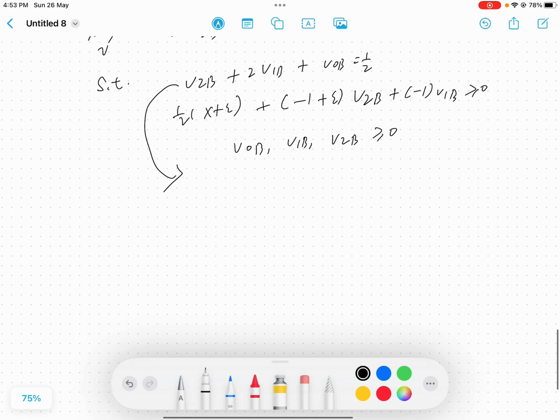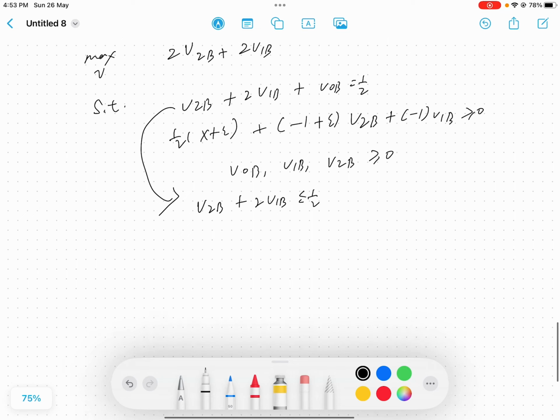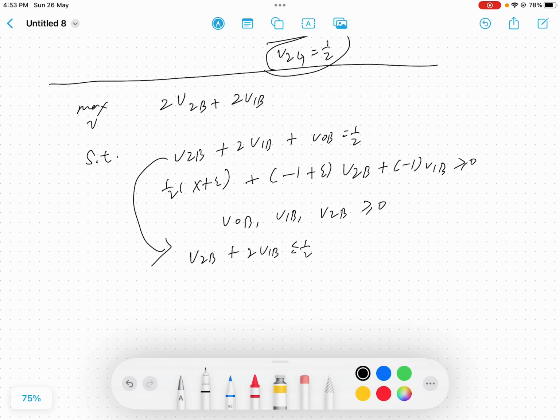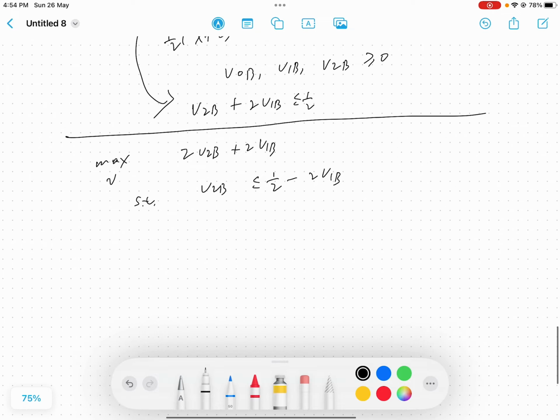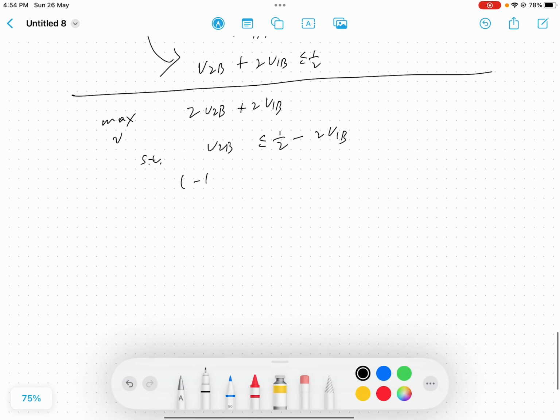And actually this one, right? Because we have v0b as a non-negative number, then we can actually write this as v2b plus 2v1b is less than or equal to 1/2. Okay, then this is further simplification. So altogether, perhaps we can just rewrite it again. It's maximize by choosing the v's, 2v2b plus 2v1b, and subject to v2b is less than 1/2 minus 2v1b, from above, and then the inequality.